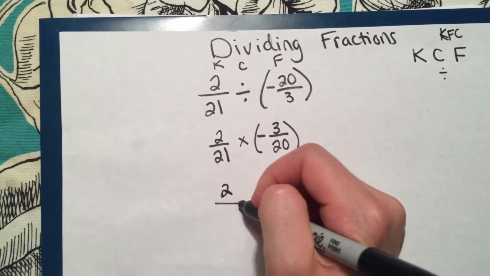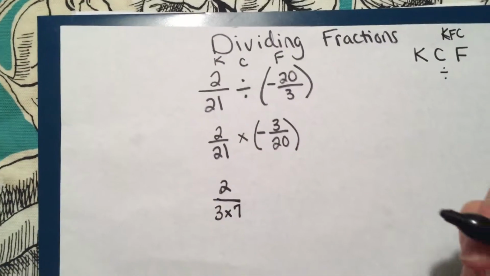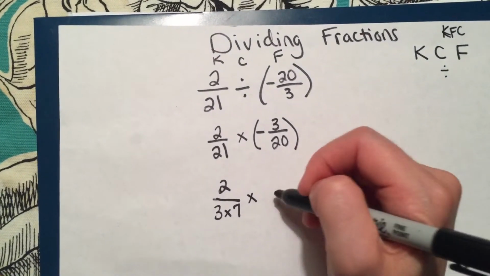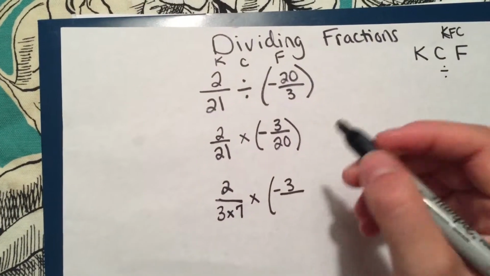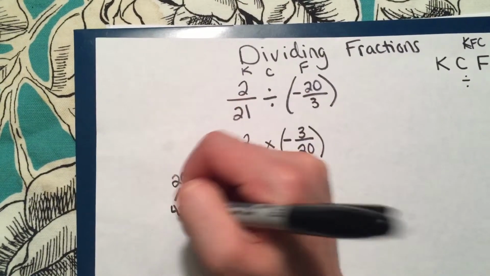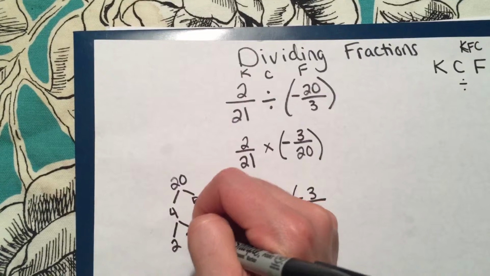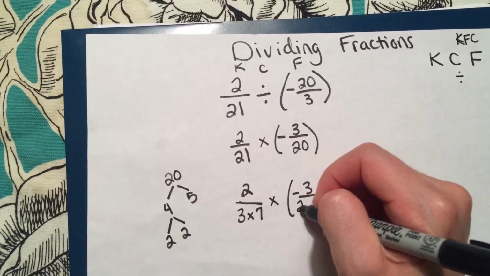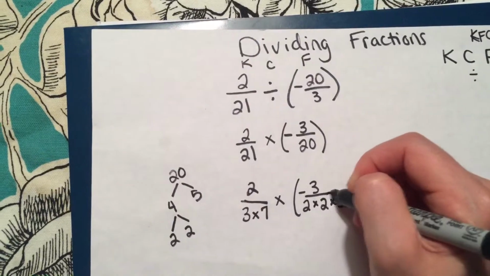21, though, I know can be broken down into 3 times 7. So I'm going to write that there. And then I've got a -3. And then I know that 20 can be broken down. I'm going to do it over here. 20 can be broken down to 4 times 5, but then 4 is not a prime number. I can break it down to 2 times 2. So I know that 20 breaks down to 2 times 2 times 5.